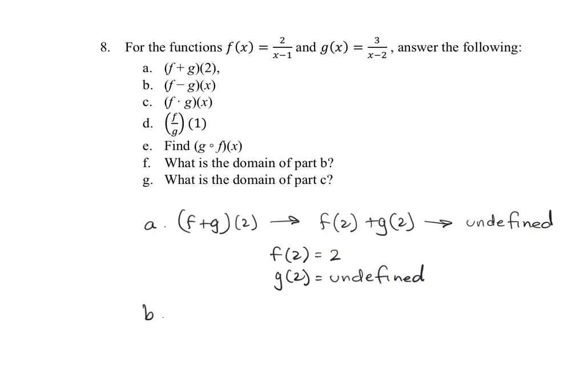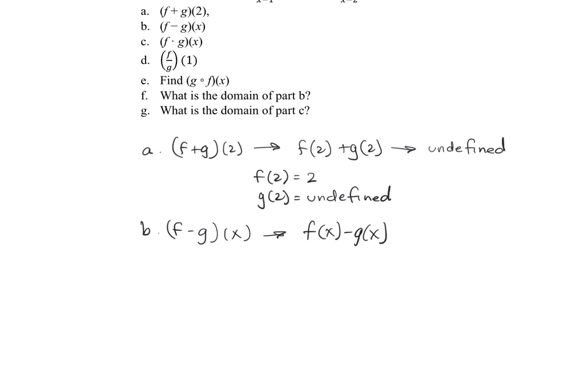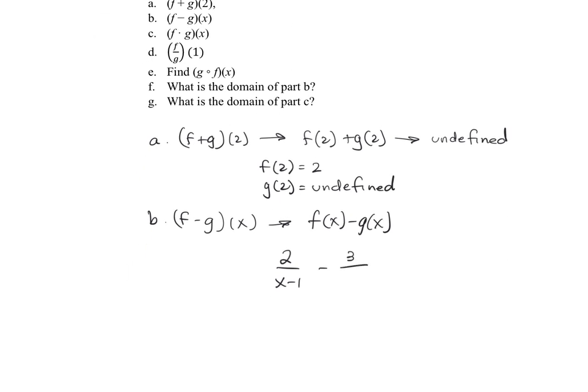Now for part B, we're subtracting f minus g, which again could be thought of as f of x subtract g of x. So f of x is 2 divided by x minus 1, and we subtract 3 over x minus 2. Now we have to get a common denominator. So the one on the right, I'm going to multiply by x minus 1 over x minus 1. Now this one over here on the left, I'm going to multiply by x minus 2 over x minus 2.